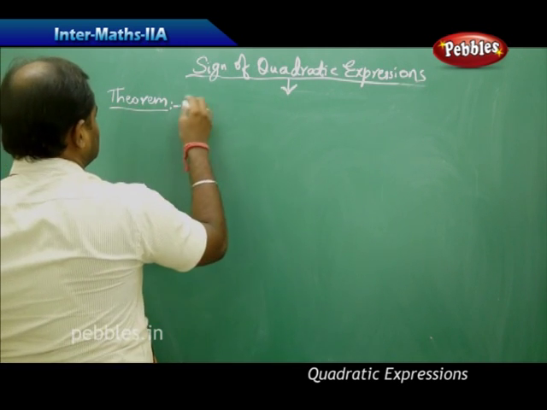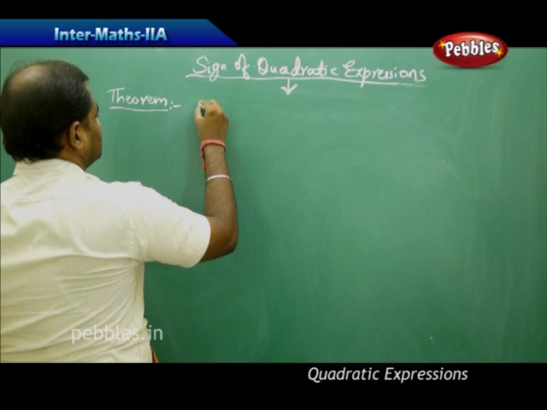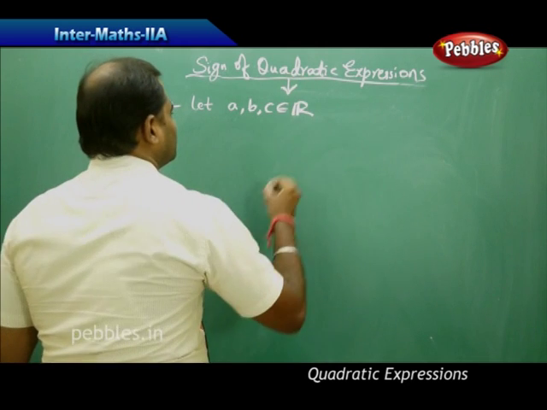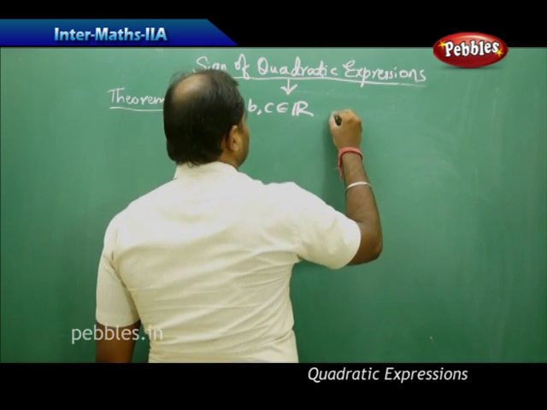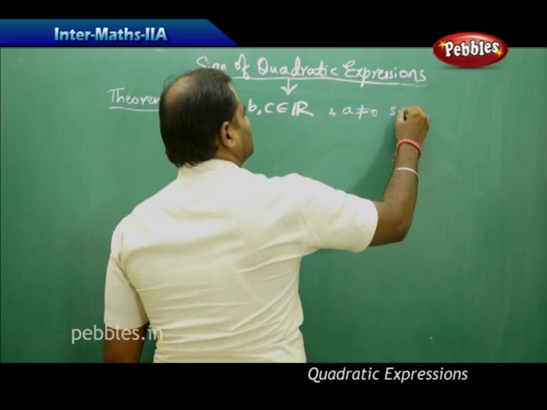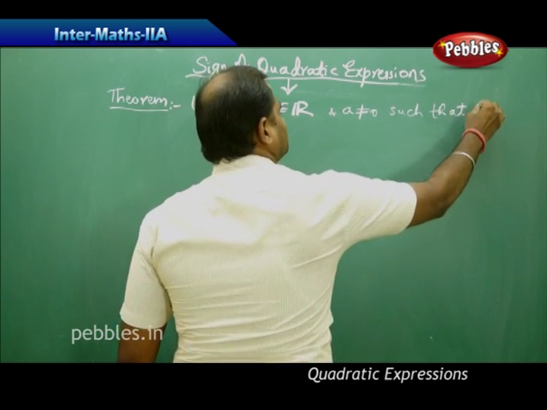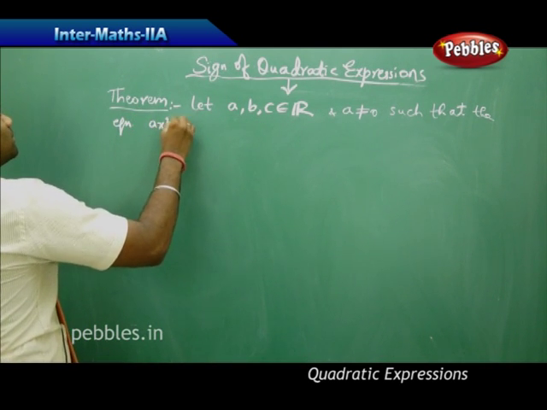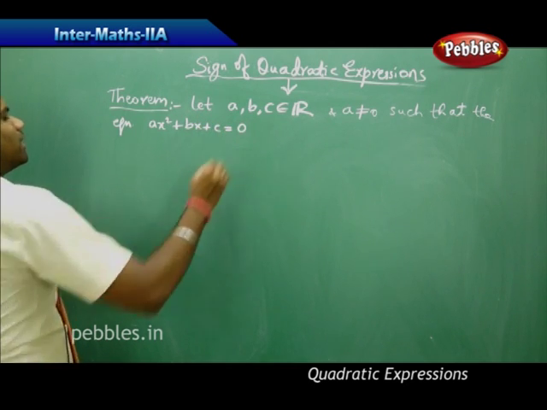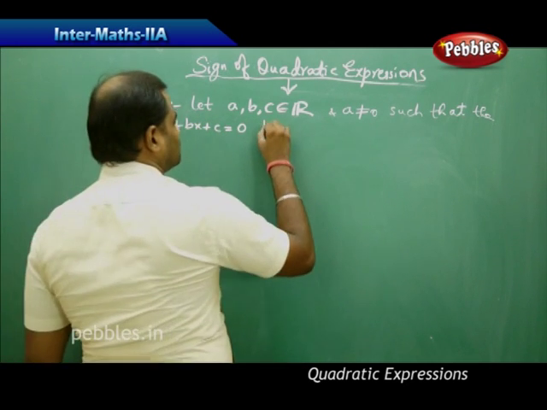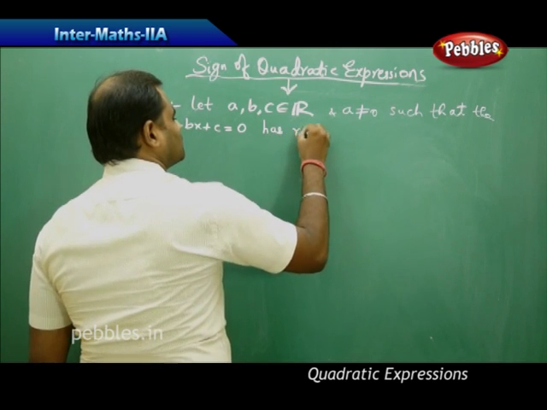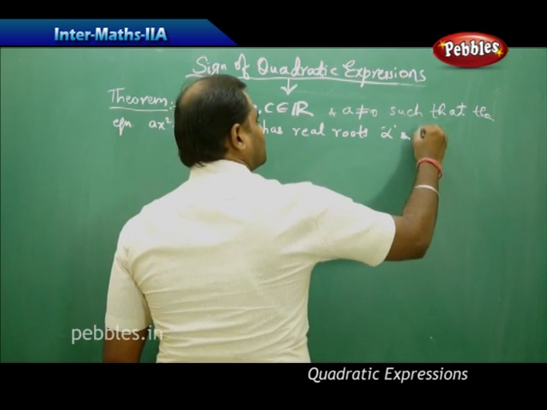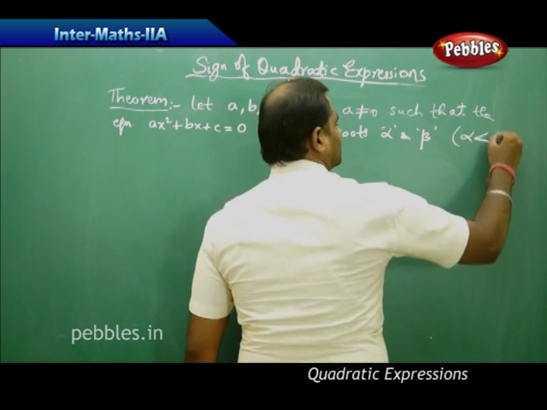The statement of the theorem states that let A, B, C be three real constants and A not equal to 0 such that the quadratic equation ax squared plus bx plus c equal to 0 has real roots alpha and beta with alpha less than beta.